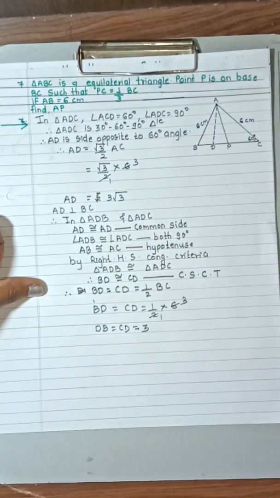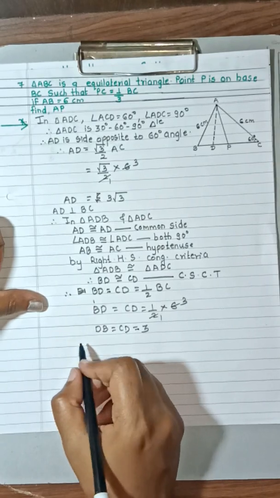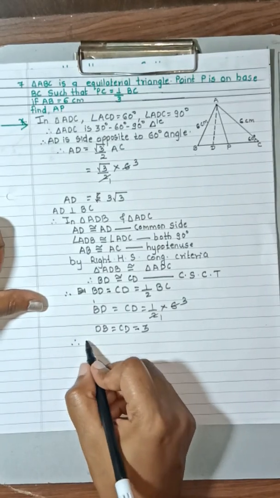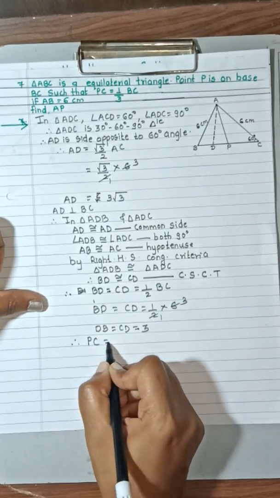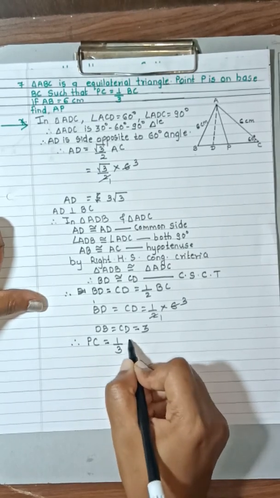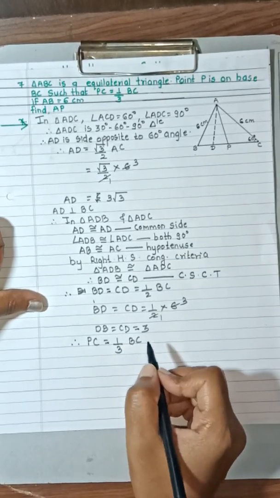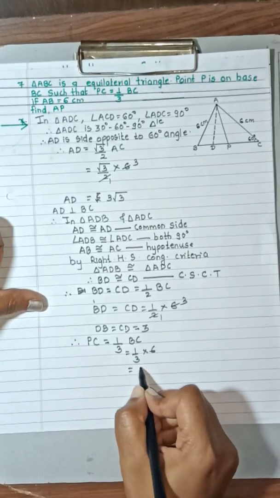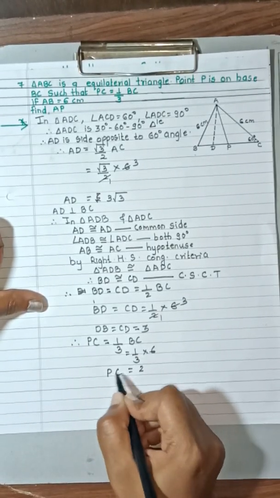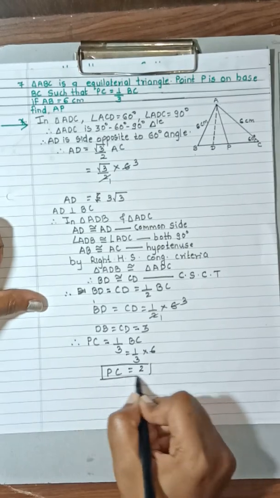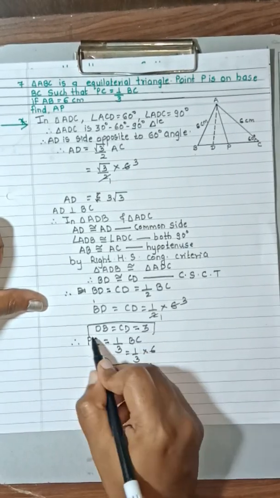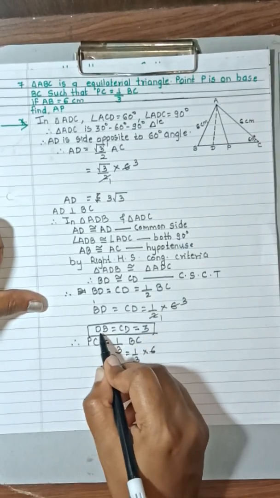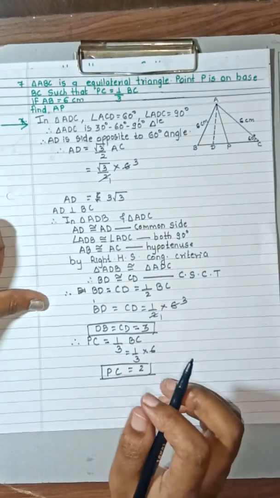Okay, now if you see PC, PC is equal to 1 upon 3 of BC, then we'll find it, 1 upon 3 into 6, that is 2. PC is equal to 2. I'll just make a box for all this. Here you can say BD or DB, one and the same thing.